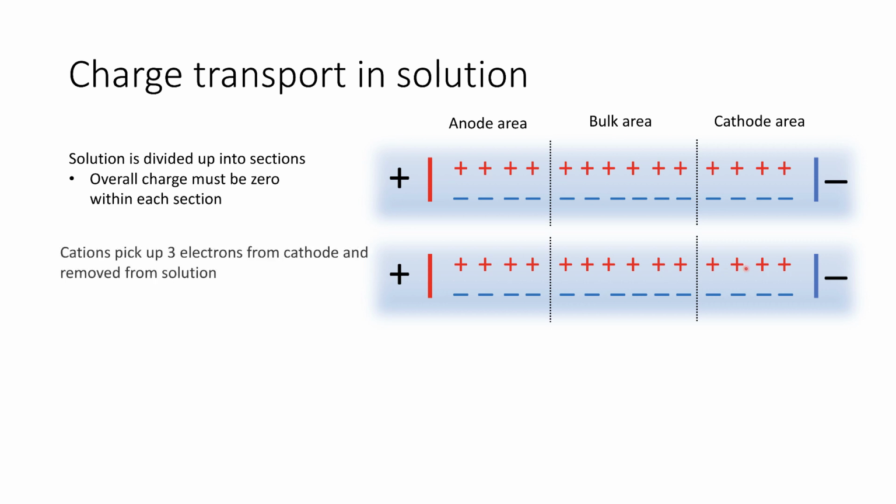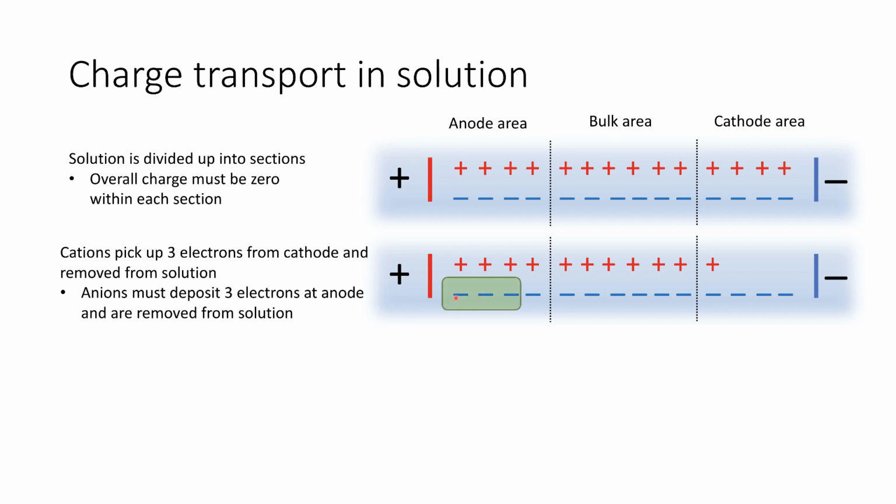The cations, let's start with these. Cations pick up 3 electrons from the cathode and are removed from solution. So these 3 pick up an electron and are removed from solution. Likewise, to keep the external current equal, the electrons flow through the circuit and redistribute themselves, which means the anions have to deposit 3 electrons at the anode. These are also removed from solution. So what we've ended up with is a charge imbalance.